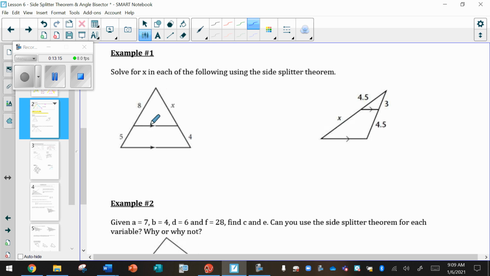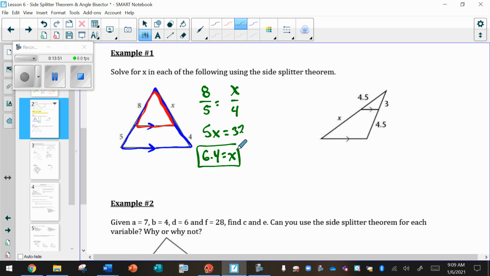As long as this side is parallel to that side, that means the bigger triangle here was created from a dilation of the smaller triangle here. And we can use the side splitter theorem and say that 8 over 5 is equal to x over 4. If we did it the big triangle way like we did before, we will get the same answer. So you cross multiply and divide by 5.